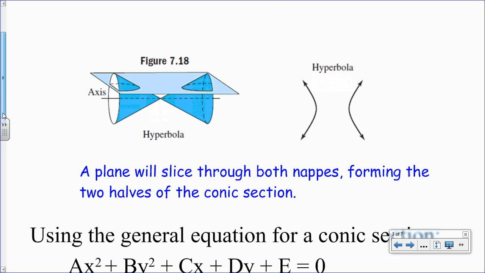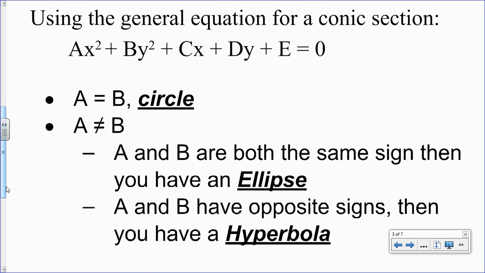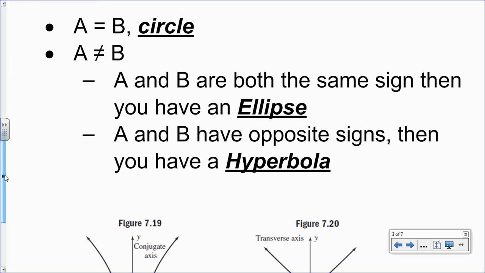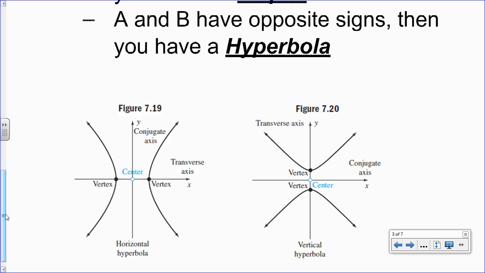And we also talked about how we could tell the difference now, when it's in this expanded form, between a circle, ellipse, and a hyperbola. And then we looked at the sketches of the two types of hyperbolas. You have a horizontal and a vertical. And so what we're going to get into now is the equations and then all of the parts. And then we'll actually graph a few today.